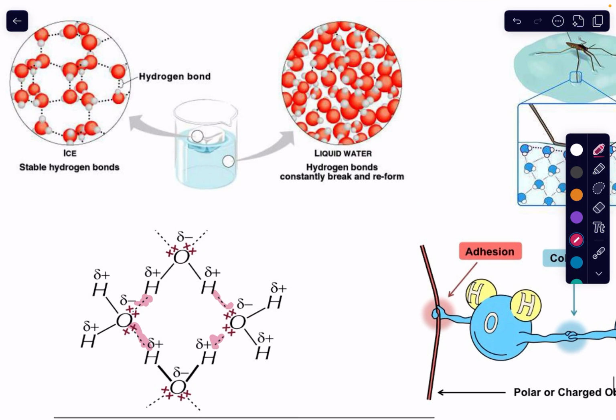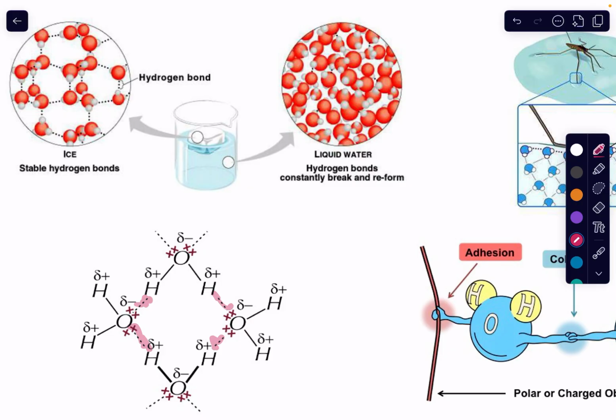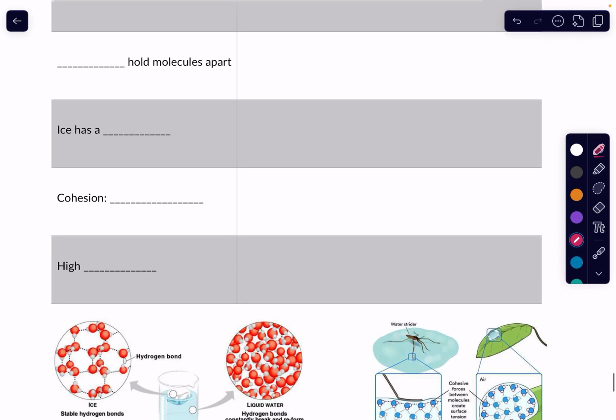In liquid water, the hydrogen bonds are constantly breaking and reforming, which is why it has that liquid flow, because the molecules aren't fixed in a simple position. They have some freedom of movement, but that's the difference between ice and water.